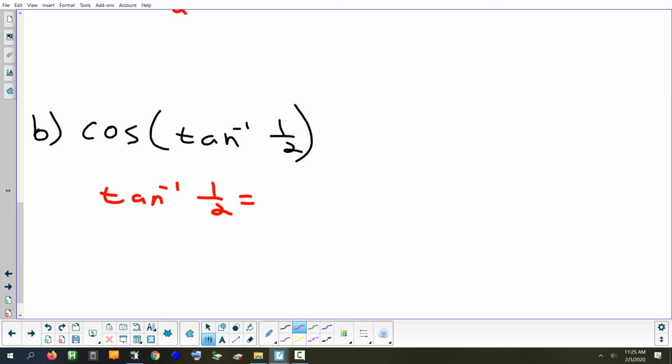Anytime that you do inverse trig, what kind of answer do you always get? An angle. Doesn't matter what the angle is, you're going to get some kind of angle. We're just going to use that to draw a picture. We don't really care about what the angle is.